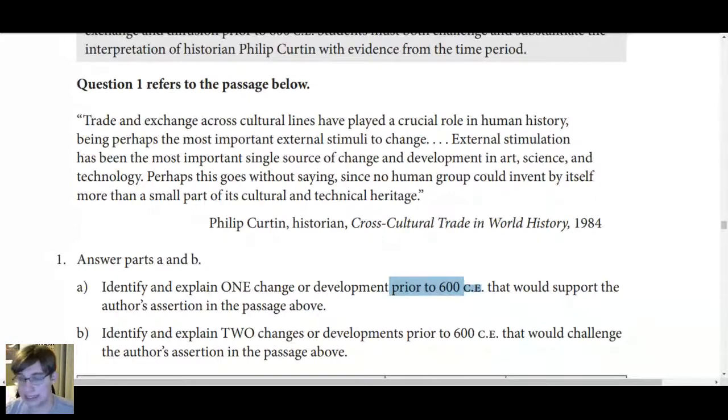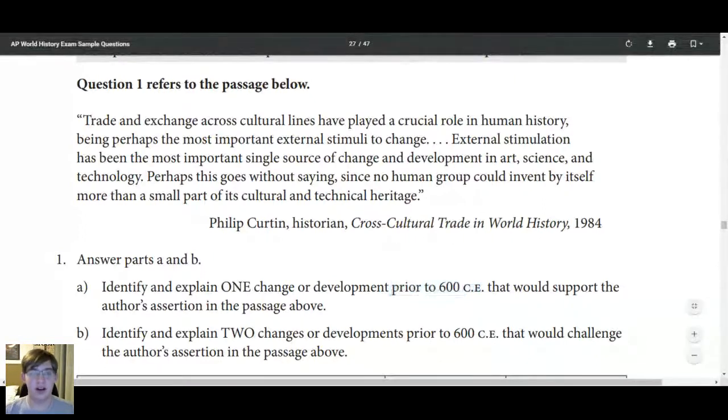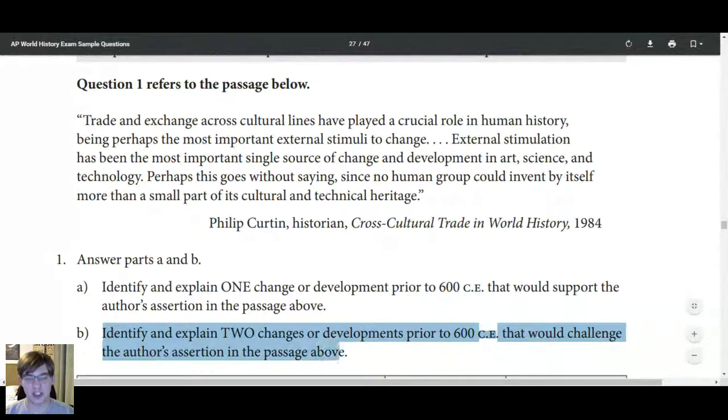Zoroastrianism was before, I'm not sure. You'd have to look up the dates, but you don't need to know that. Zoroastrianism hardly is important in the AP World exam. Yeah, it was Persian. All right. So there's our answer. We've got 1 point so far. Excellent work. Identify and explain 2 changes or developments that would challenge the author's assertion in the passage above. So now we're looking for counter-arguments.